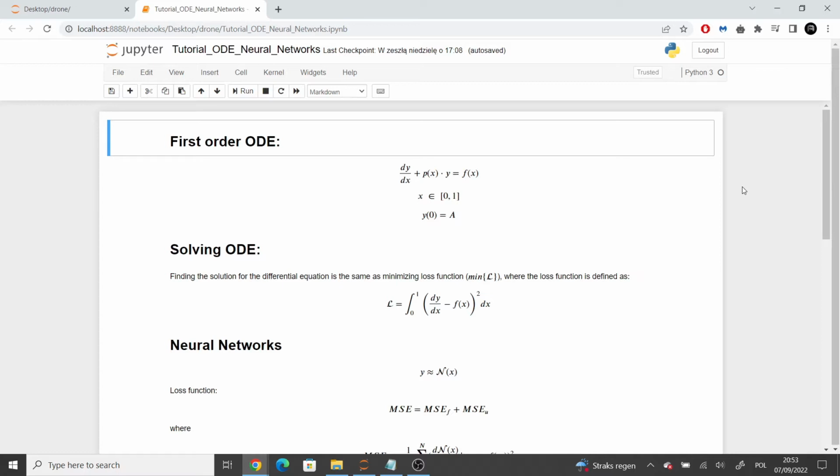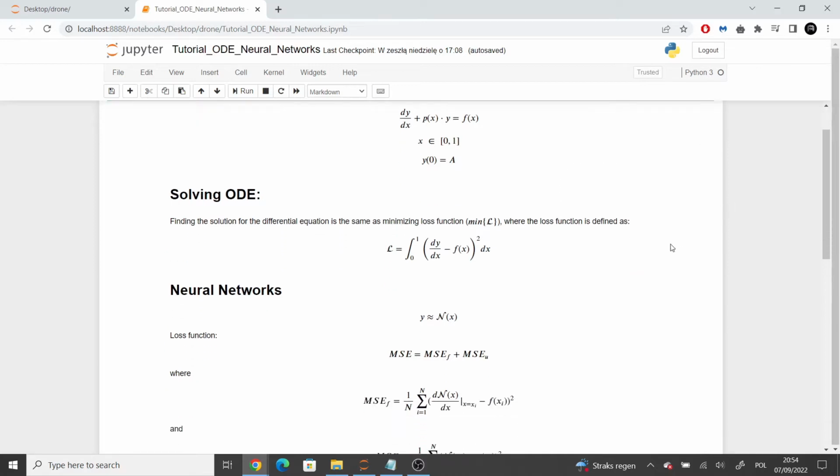My name is Adam, and in this tutorial I will show you how to solve ordinary differential equations using neural networks. The first example which I will go over is a first-order ODE. A general expression of a first-order differential equation is given by this equation. I will define the domain of x from 0 to 1. Additionally, the boundary condition at x equals 0 is set to some constant a.